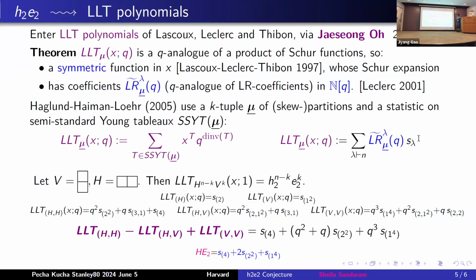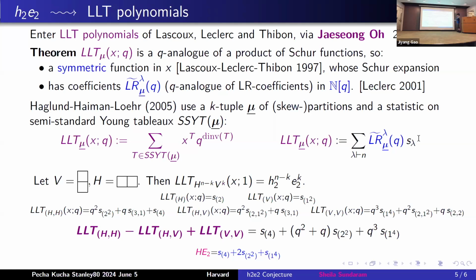Okay, yes. So people talked about q-analogs. So now there's a q-analog. These are the LLT polynomials. I'm not really going to tell you what they are if you're faster than me. So V is the vertical domino and H is the horizontal domino. LLT polynomials are q-analogs of products of Schur functions. If you take LLT for n minus k H's and k V's, you get exactly h to the n minus k, e to the k.